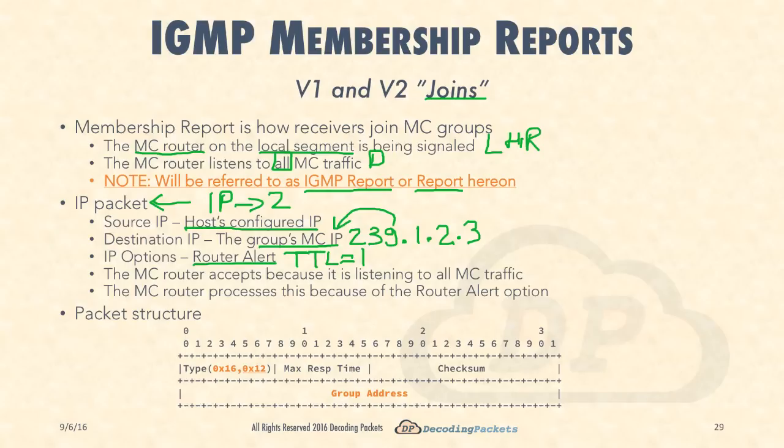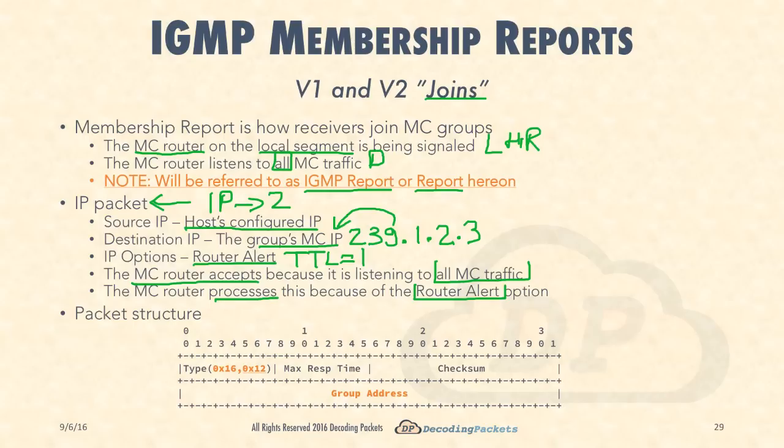The multicast router, so who is going to accept these packets, right? The multicast router will accept this packet, and there are two reasons for it. It is listening to all multicast traffic, number one. And it's also a TTL of 1. So essentially it receives it and accepts it. The multicast router will further process this message, mostly because of the TTL of 1 and also the router alert option. Both of those things cause the packet to be actually processed by the multicast router.